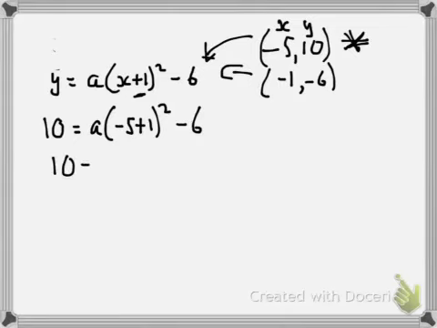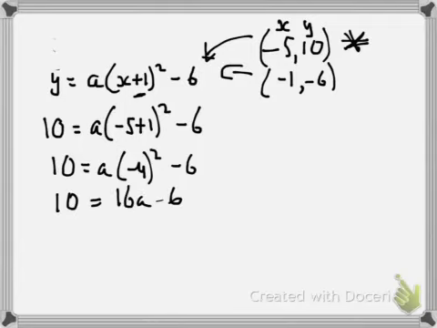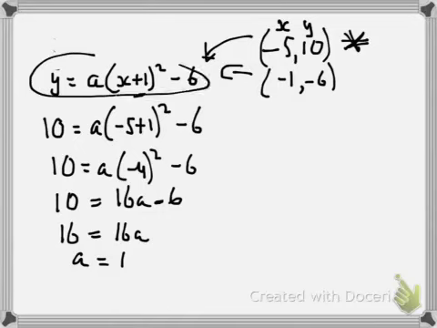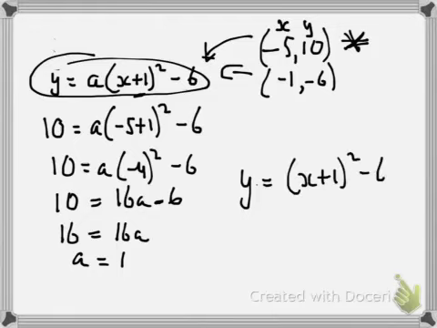So 10 equals A(-5 plus 1) squared minus 6. 10 equals (-4) squared is 16A minus 6. Take the -6 to the other side, we get 16 equals 16A. A obviously therefore equals 1. So our value of A equals 1. The graph is therefore y equals, we don't put the 1 in, (x plus 1) squared minus 6.